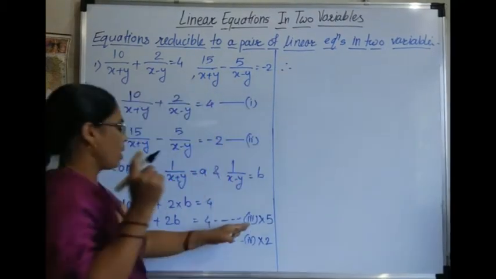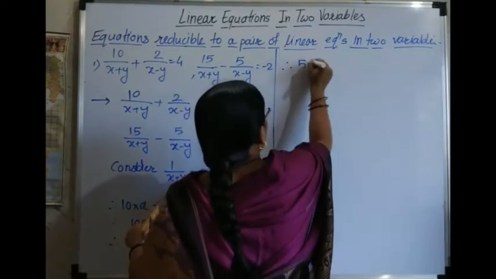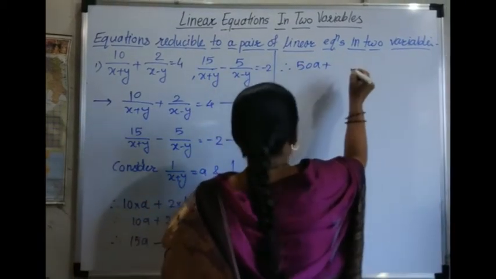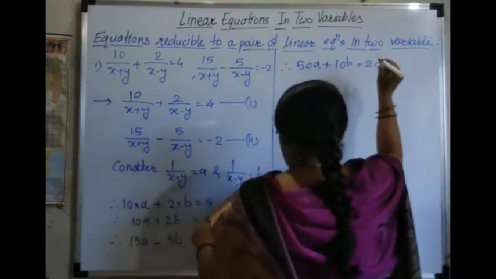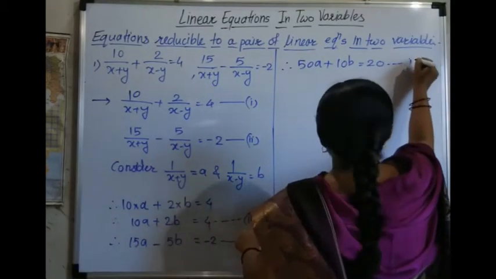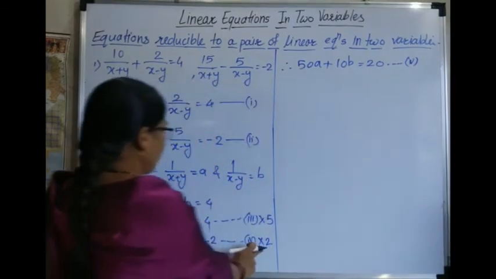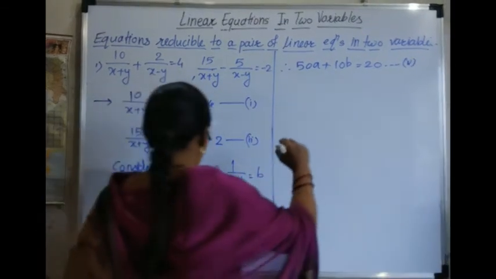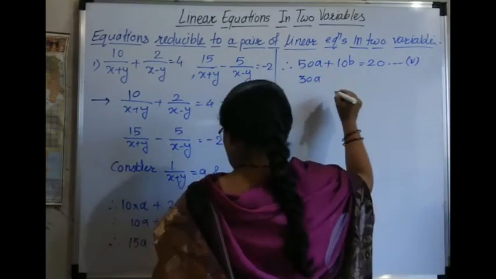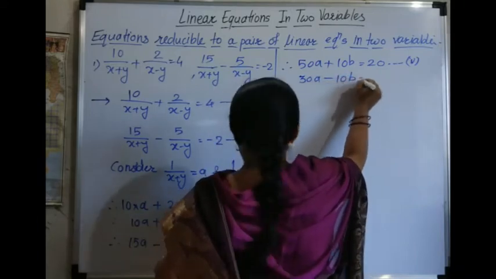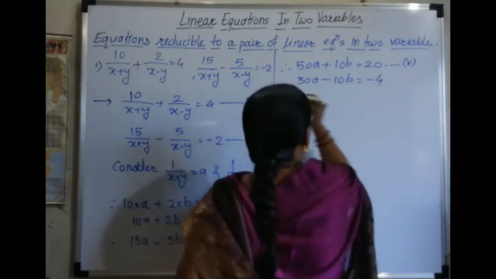Therefore, now after multiplication we will get this next equations 10a into 5, 50a, plus 2b into 5, 10b, it is equal to 4 5s are 20. This is equation number 5. And the next equation 15 into 2, we have to multiply by 2 to this whole equation. 15 into 2, that is 30a, minus 10b, it is equal to minus 2 2s are 4.